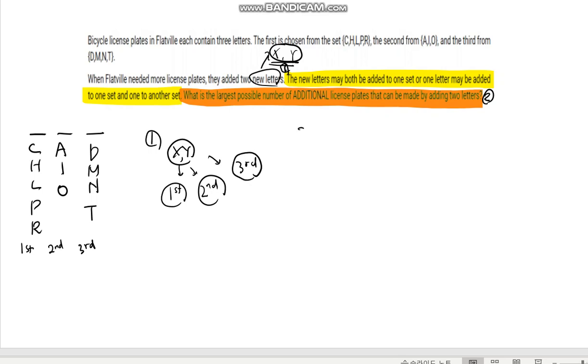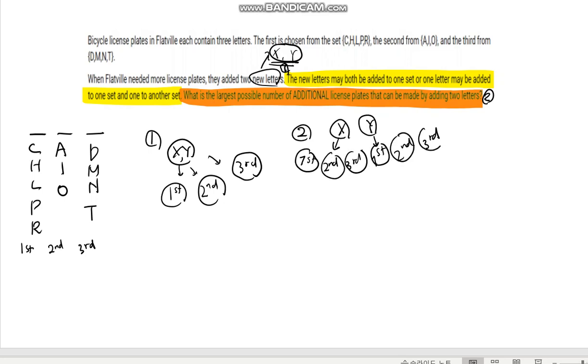And then in the second scenario, it says X and Y are in separate groups. So X could go to first, second, and third, and Y also could go to first, second and third, right? But we do not want any duplicated cases here. So for the second case, if X goes to the first set, then Y cannot go to the first set, because then we would have duplicated cases between 1 and 2.